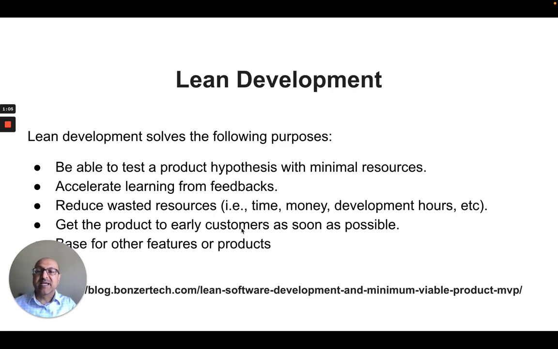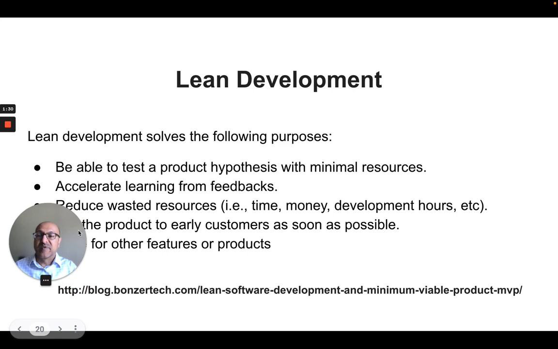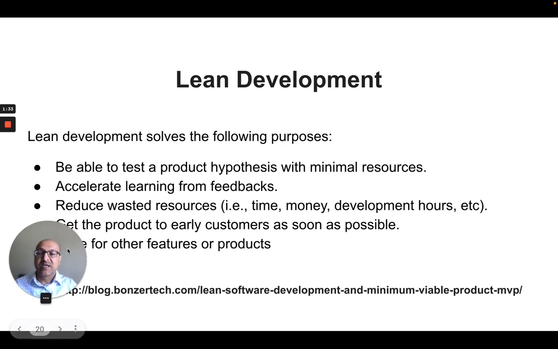We basically test our hypotheses with minimal resources. We want to accelerate the learning we get from the feedback, reduce any wastage of money, time, or resources, and get the product to early customers as soon as possible. It doesn't have to be perfect, it just has to be good enough. And over time, it will get better and better. There is a blog link at the bottom here, at least on the software side, for a minimum viable product, MVP.